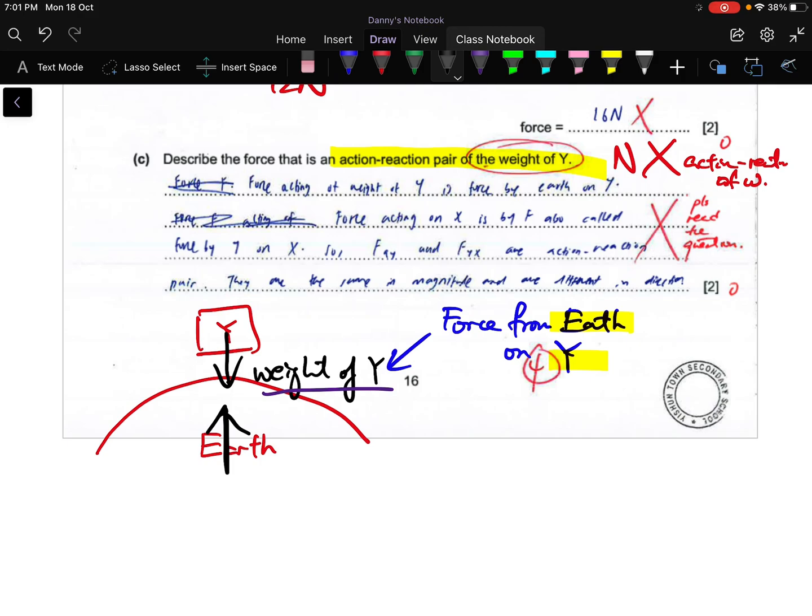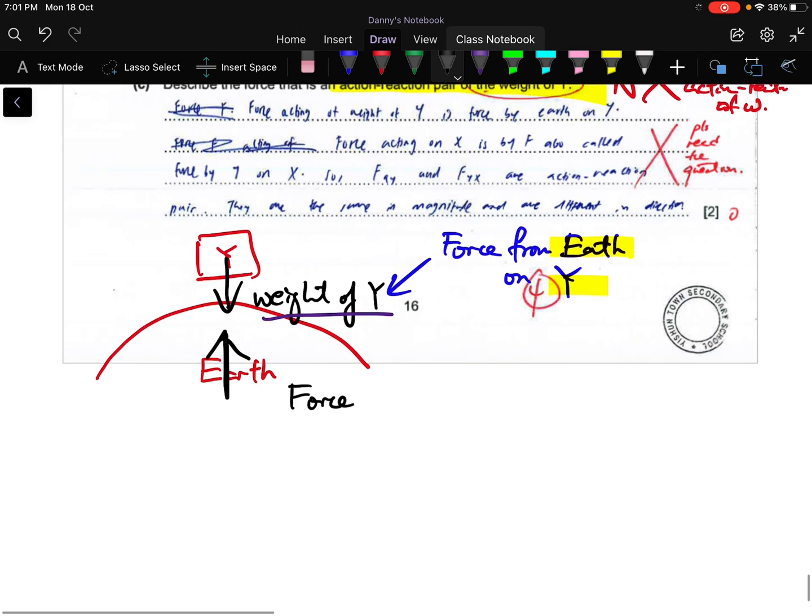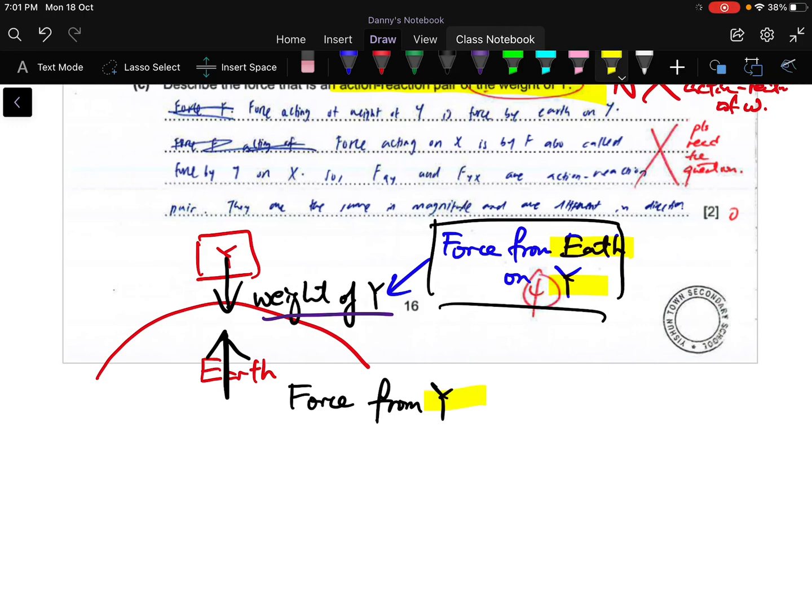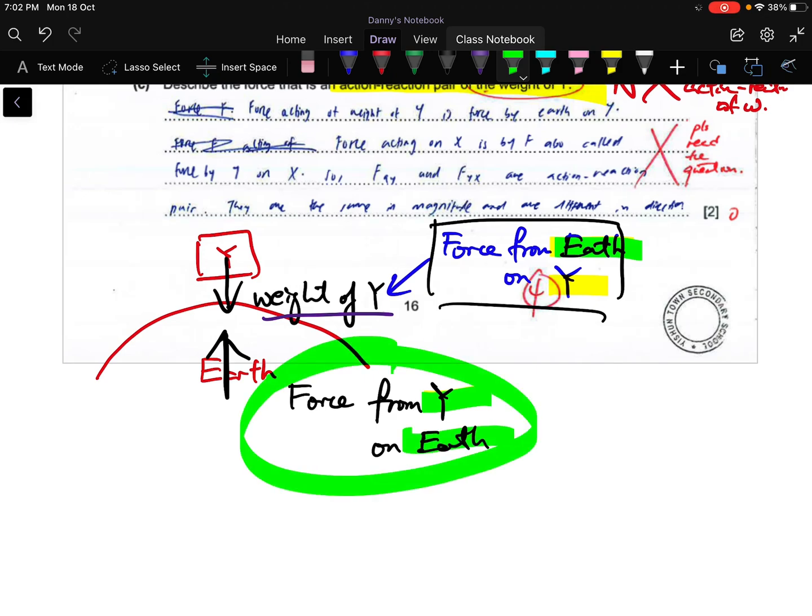Any object with mass will have its own gravitational field. It's just that your gravitational field is very, very weak compared to the Earth, because the Earth is very, very massive compared to you. So to write this, you just need to follow what we have taught you, right, to describe this force. So the action-reaction pair of this particular force will be the force from Y. Just change this. So I use green, okay? Just swap the position, right, on Earth. Finish. You don't even need to give a name to this force. You are describing the force. So this is the description of the force. And of course, you need to talk about its magnitude, that they are the same. And you can see here, the direction is opposite.